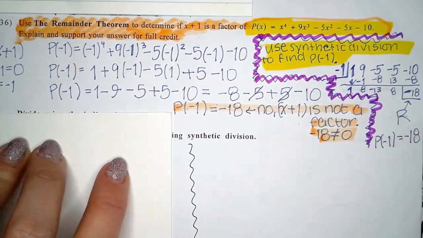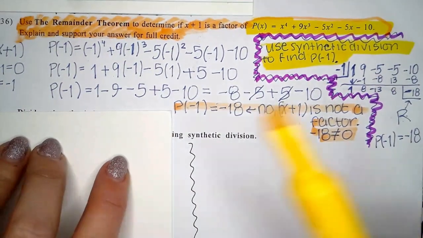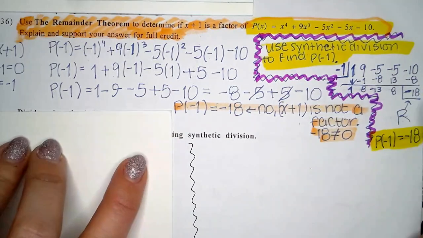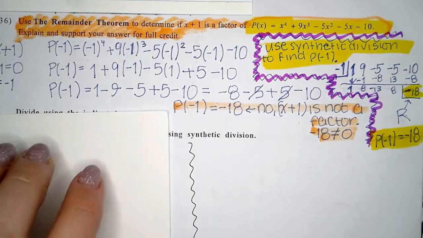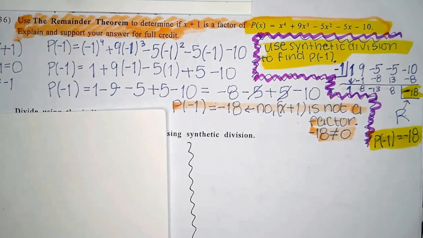answer. And then for the yellow question, use synthetic division to find the p of negative 1. You would put that as your full answer. So really, you're just concerned with that number right there. Okay? So hopefully that helps with that.